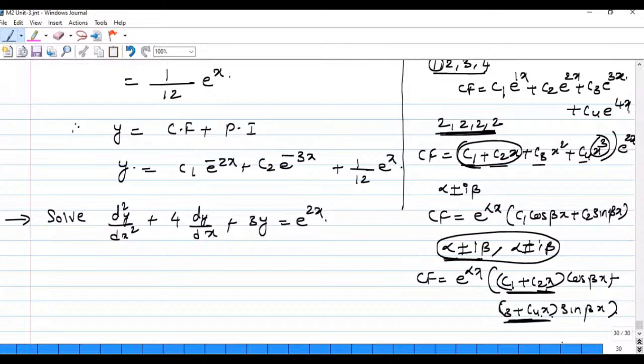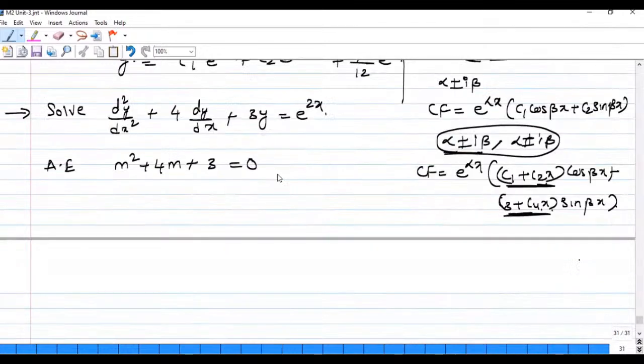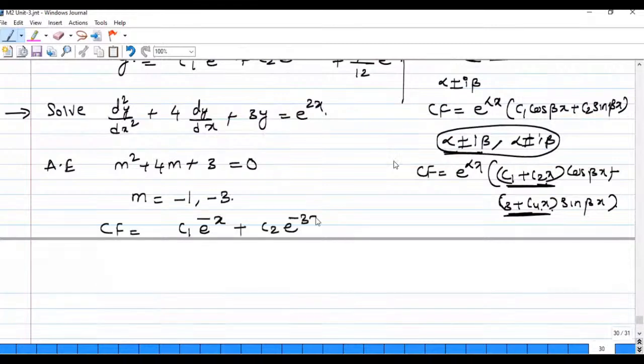Okay, now find out the auxiliary equation. The auxiliary equation is m square plus 4m plus 3 equal to 0. What are the roots? Tell me. -1, -3. Okay, what is the complementary function? C1 into e power minus x plus C2 into e power minus 3x.